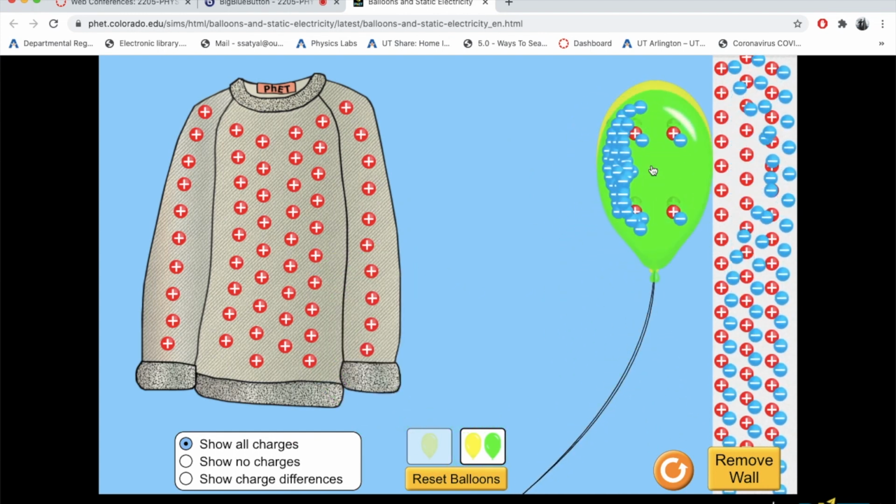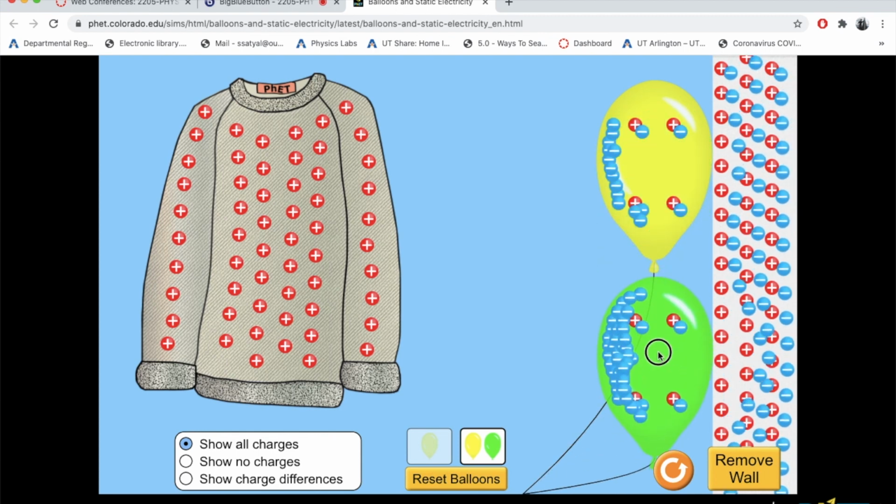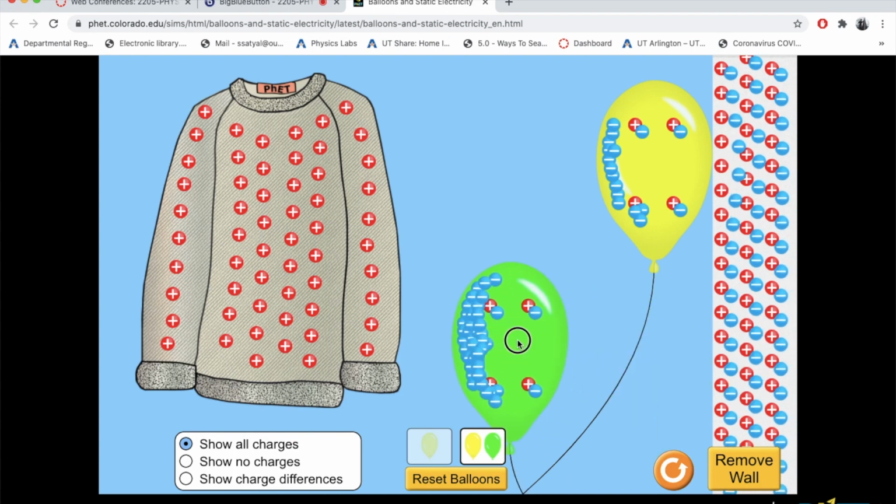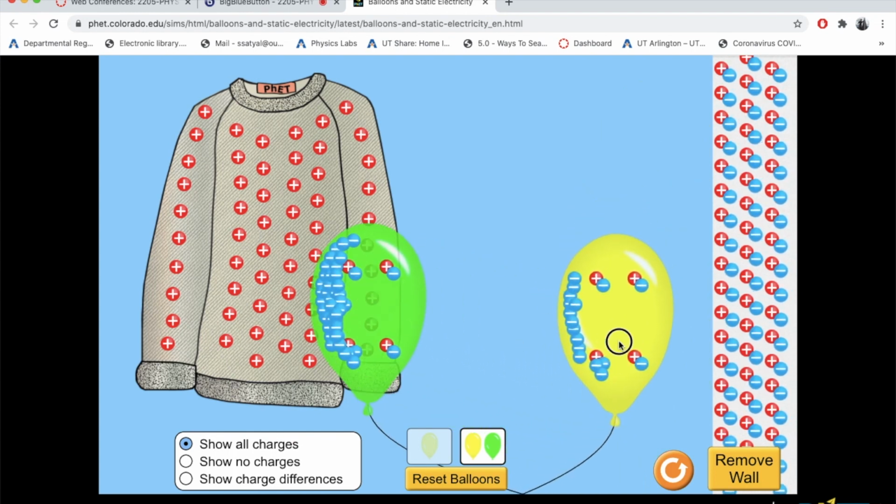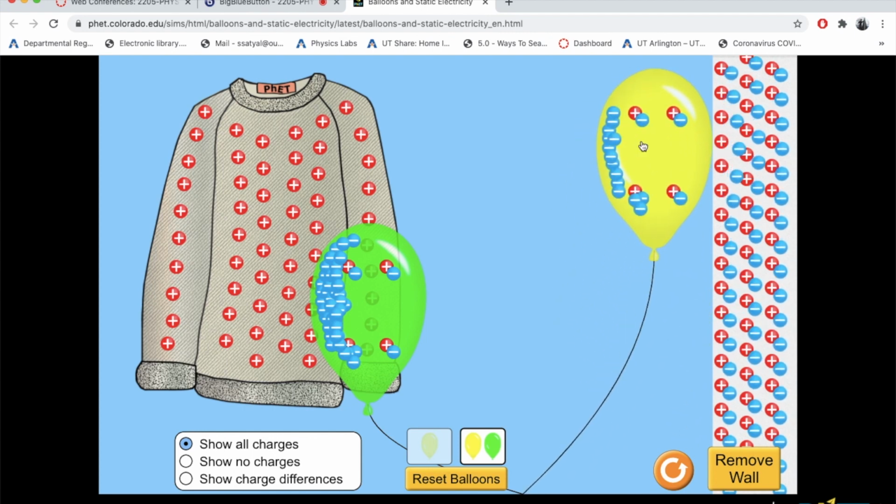If you even try to put it over here, now it's repelling all the negative charges to the right, and the positive and negative are attracting, and so on. So basically you'll have to explain these physical phenomena of these static charges, as you see here.